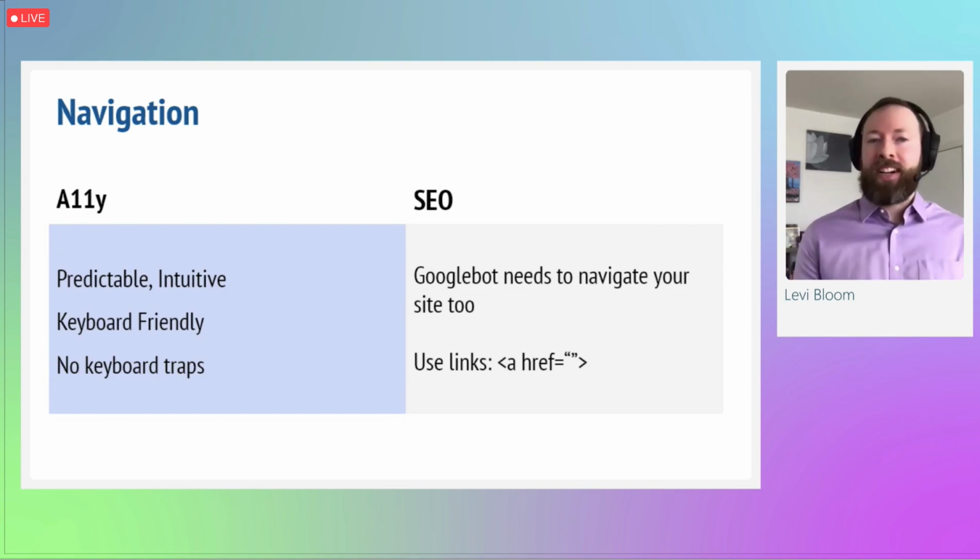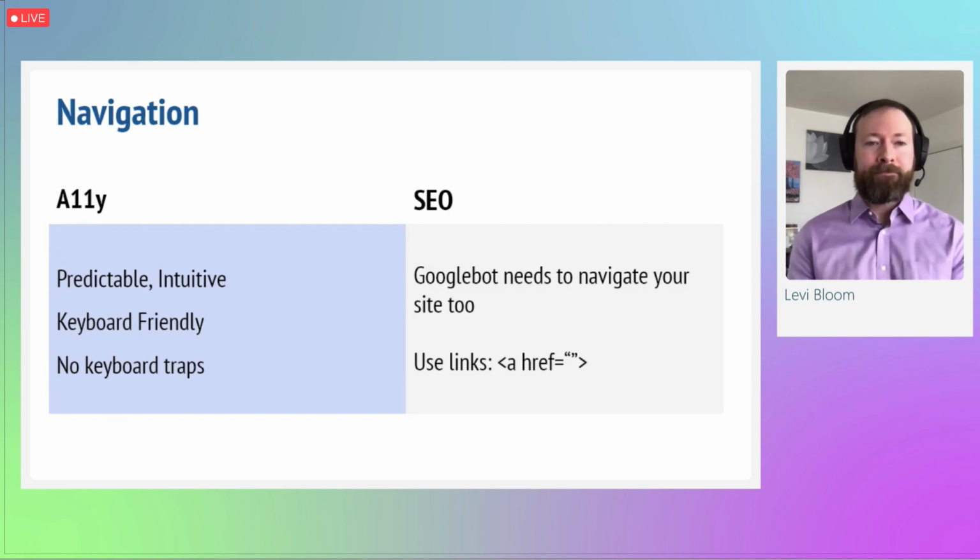You simply need regular hyperlinks, nothing fancy, just your trusty a href. No extra work is required. So if your site is keyboard navigable, then it's going to be easy for Googlebot to crawl.